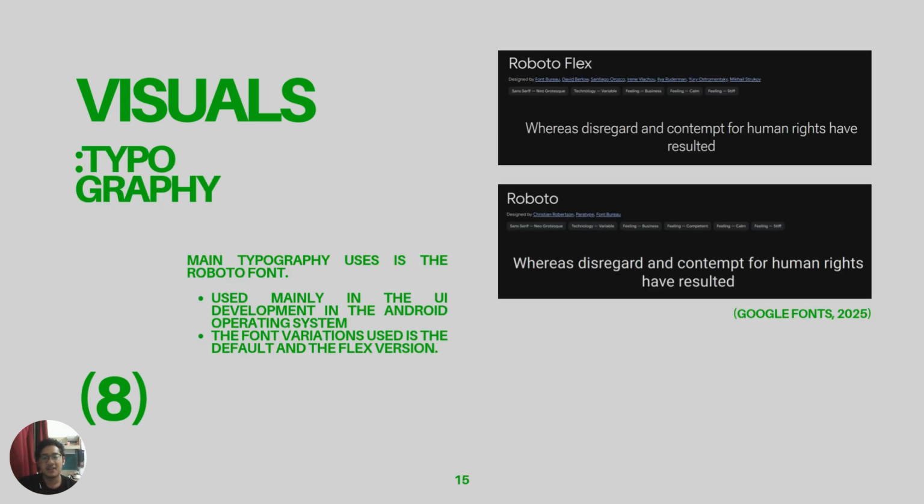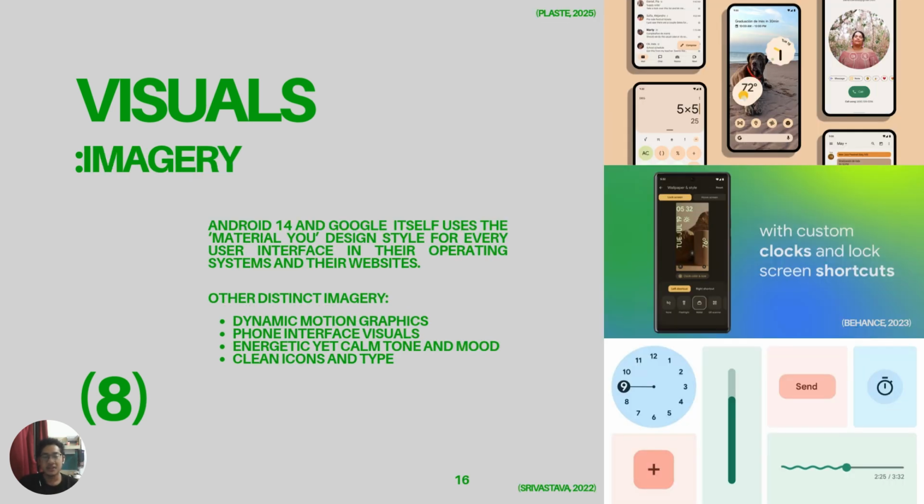So for the second one, we got typography. They mainly use Roboto fonts and some other variations such as Roboto Flex, which is used mainly in the UI itself. And they also use some variations to complement each other. For the third one, we got the imagery. Android 14 itself uses the Material You design that I have mentioned before, and also on their operating system and on their website. Other distinct imagery, they use dynamic motion graphics and phone UIs, an energetic yet calm tone and mood, like mentioned before, and clean icons and typefaces.